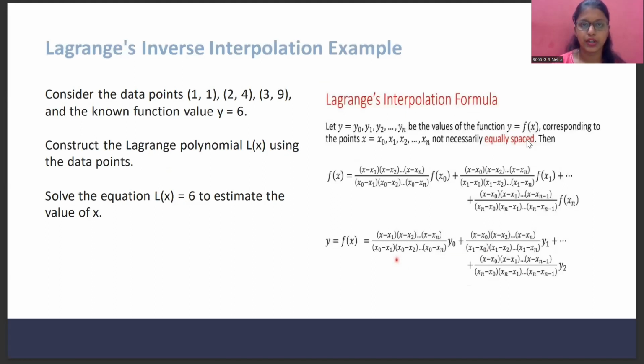Lagrange's inverse interpolation example. Consider the data points (1, 1), (2, 4), (3, 9), and the known function value y equal to 6. Construct a Lagrange's polynomial L(x) using the data points. Solve the equation L(x) equals 6 to estimate the value of x.